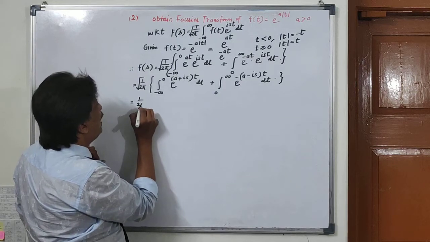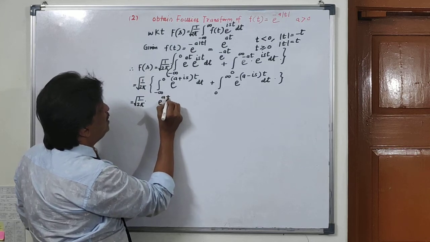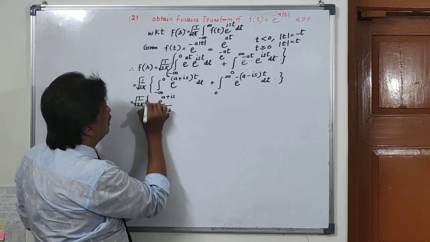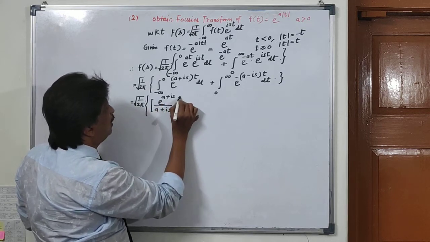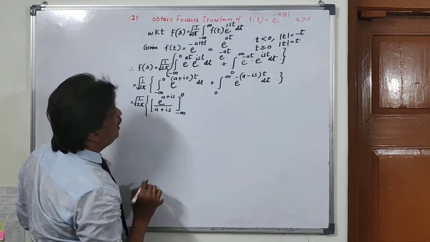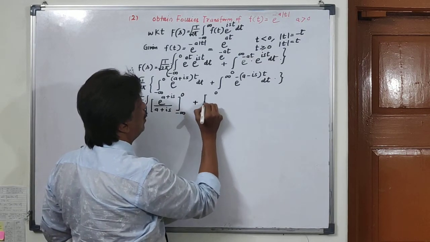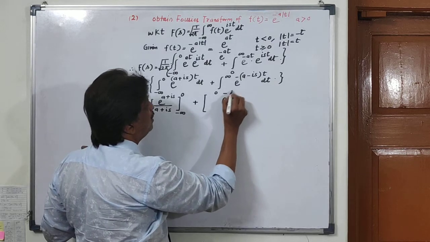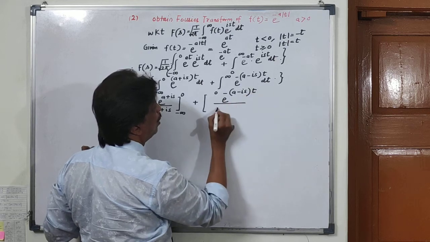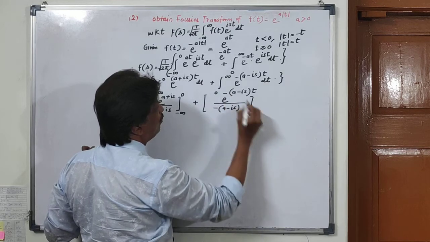Root of 1 upon 2 pi times e to the power a plus is t upon a plus is. This is the first integral value for the limits minus infinity to 0. Plus the integral of this, e to the power minus a minus is times t upon minus a minus is. Here the limits are from 0 to infinity.